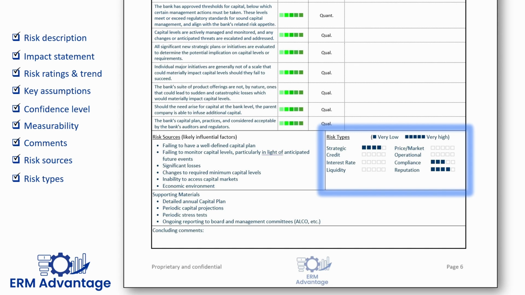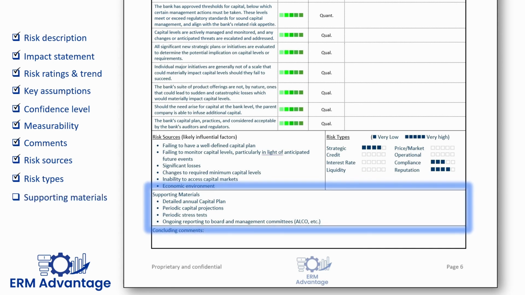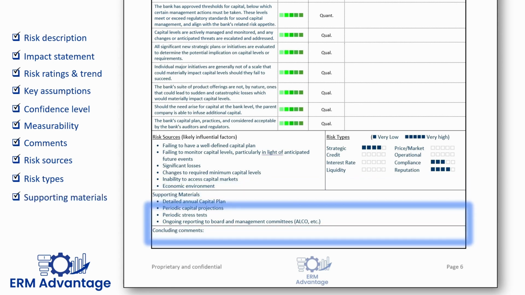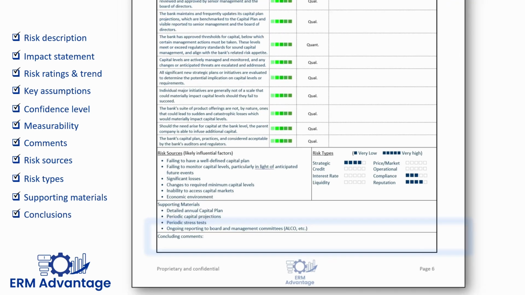Once again, within this framework, we do not use risk types as primary risk dimensions. Rather, we continue to use them as lenses to better evaluate and understand risks. We'll come back to that. Then we have a section for noting related and supporting materials, and finally concluding comments about this design area. So let's work through this form as an example.